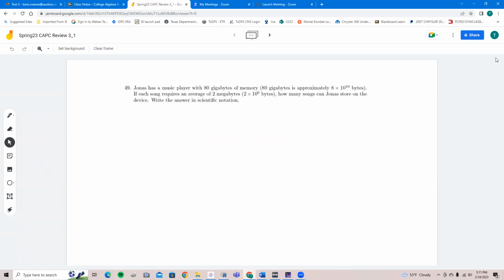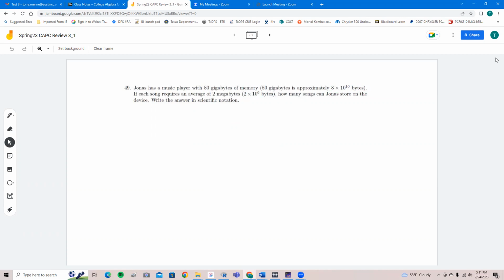This says Jonas has a music player with 80 gigabytes of memory. And then it tells us 80 gigabytes is approximately this many bytes, 8 times 10 to the 10th. Each song requires an average of 2 megabytes, which is 2 times 10 to the 6 bytes. How many songs can Jonas store on the device? The answer in scientific notation.